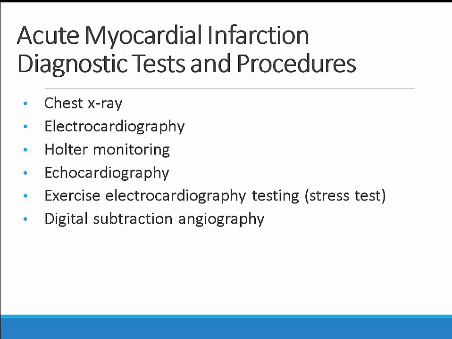Chest X-ray determines the size, silhouette, and position of the heart. Electrocardiography records the electrical activity of the heart, which is useful for detecting cardiac dysrhythmias, location and extent of MI, and cardiac hypertrophy, as well as effectiveness of the cardiac medications.